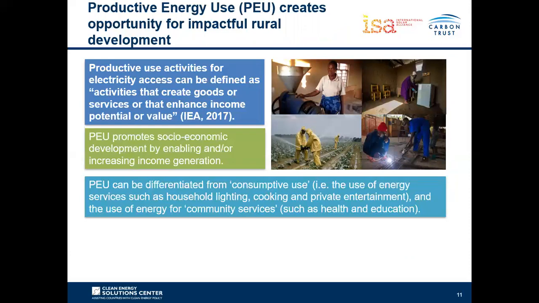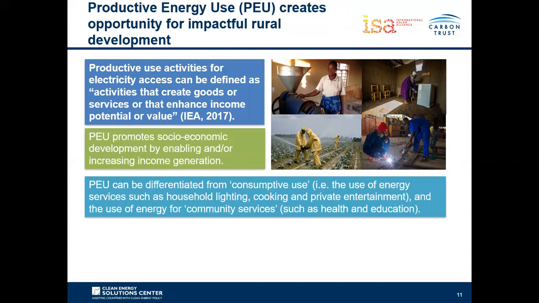And what we want to do is increase the productive energy uses in lower and lower middle income earning countries. Why? Because productive use activities are those that create goods and services and that enhance income potential and value. That's according to the International Energy Agency. And it's been found that these productive energy use activities stimulate socioeconomic development and increase the amount of income directed at these rural environments, these rural households. So there are very positive outcomes associated with increasing productive use activities in these rural environments.